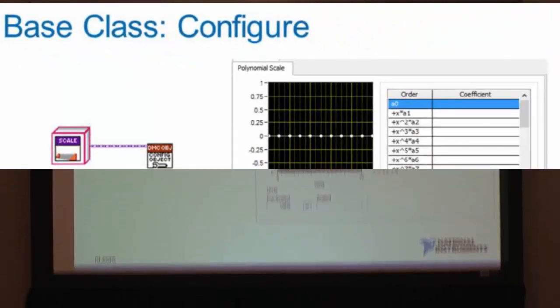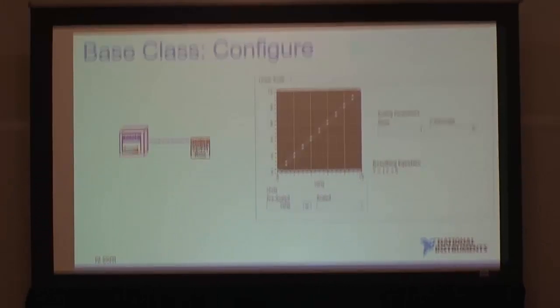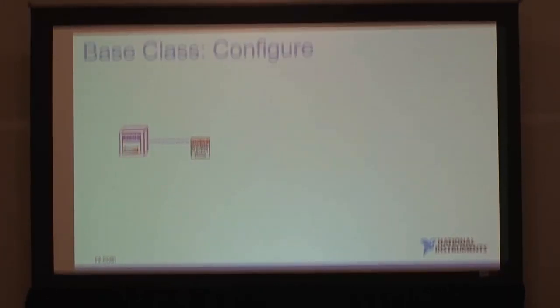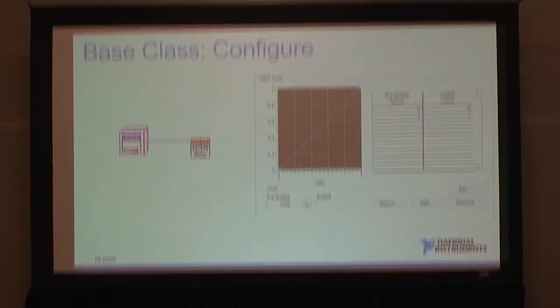This is familiar to everyone. If you click on a linear scale, you get a panel that looks like this. If you click on a table scale, you get a different panel with different properties that are relevant to that. Similarly for, of course, different types of scales.